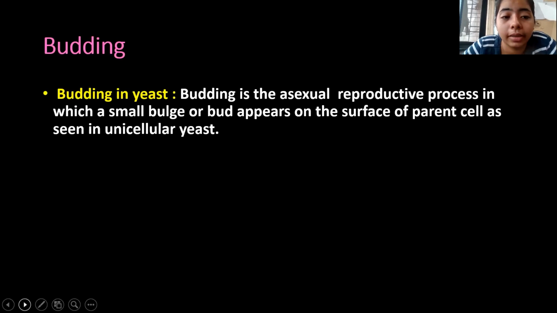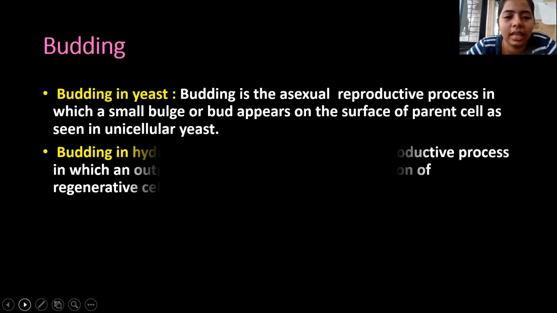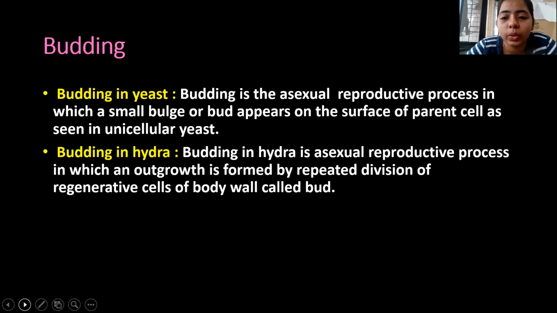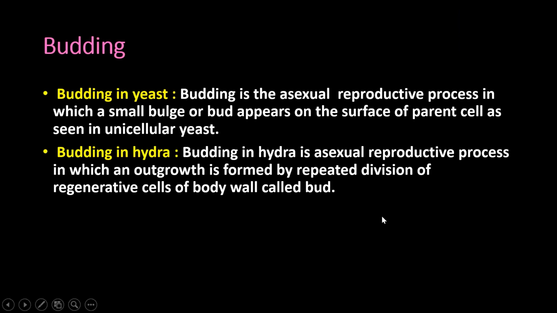Now, what is budding? Budding is usually seen in yeast. Budding is the asexual reproductive process in which a small bulge or a bud appears on the surface of a parent cell, as seen in unicellular yeast.